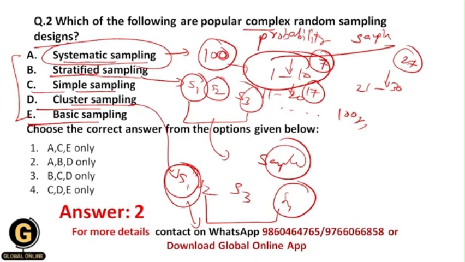And within the simple sampling, there is only the way that we are only selecting the samples randomly from the whole population. This is the only one process or step we are going to do in simple random sampling technique, and that's why this is only the simple random sampling technique, not a complex random sampling technique. And that's why your correct answer should be 2 over here, that is A, B, D only, because over here systematic sampling, stratified sampling and cluster sampling, all of these are the complex random sampling designs.